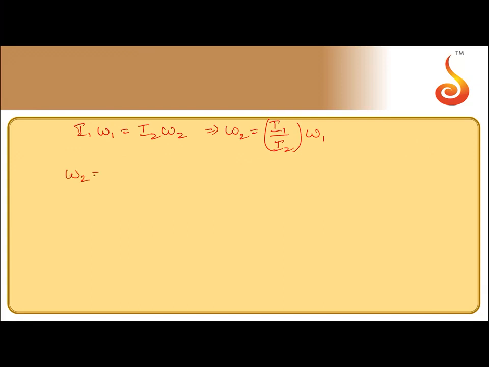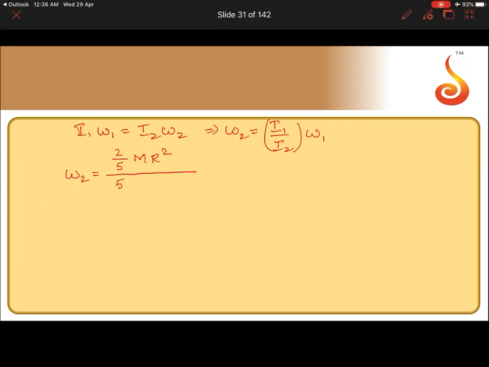Omega 2 is equal to original, it is a sphere, about a diameter for sphere, original moment of inertia is 2 by 5 mr square. Notice one thing, on heating the mass will not change. So, shape is also not changed, it remains as sphere only. So, what happens? This will be 2 by 5 m.